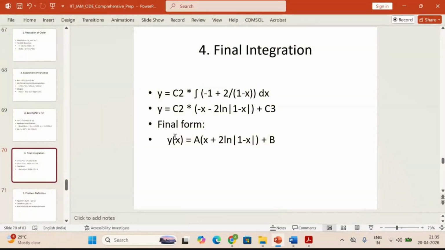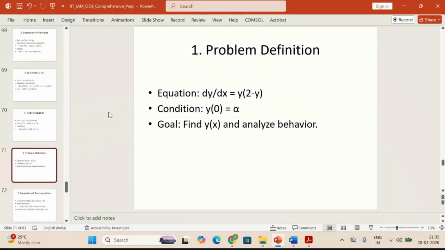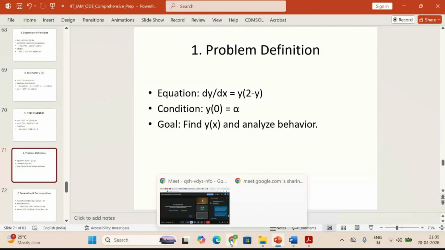Once again, the final solution is y(x) = a times (x + 2 log(1 - x)) + b. Next problem: dy/dx = y(2 - y). Has anybody found a solution to this?